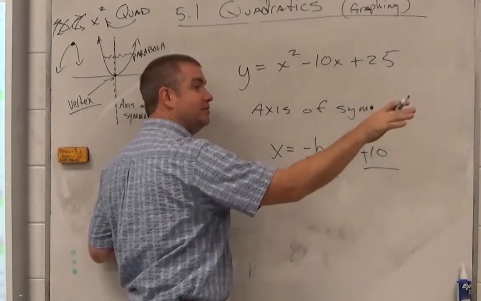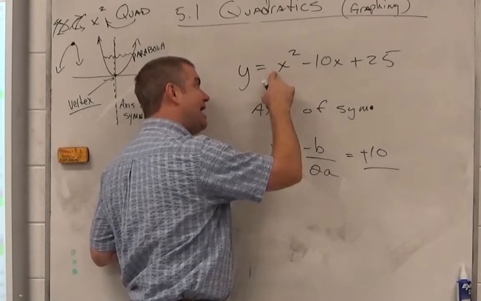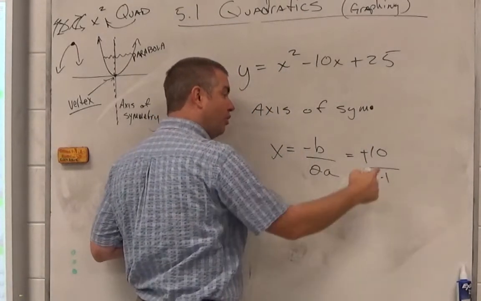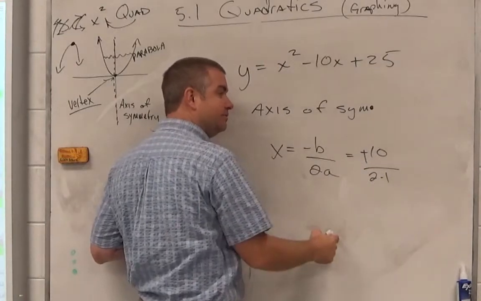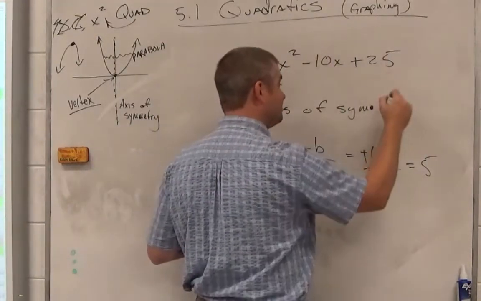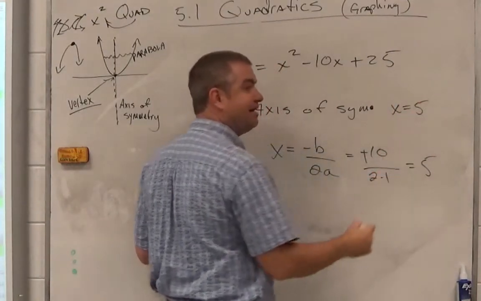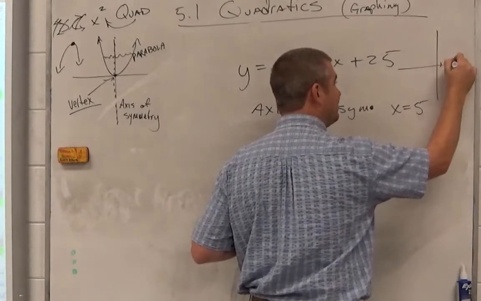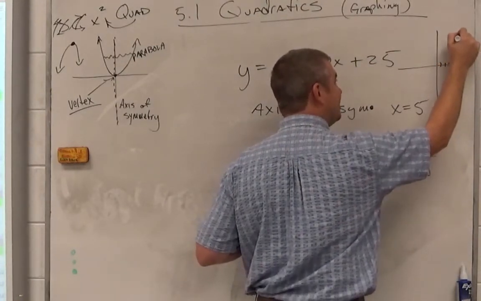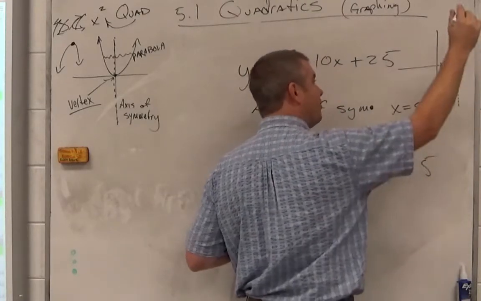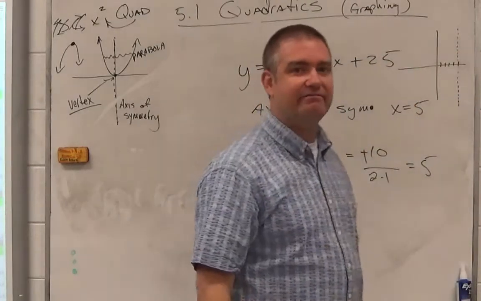That's no problem. Okay? Now, what's a in this problem? 1, so this is going to be 2 times 1. What is 10 divided by 2? 5. So the axis of symmetry of this parabola is x equals 5. That means, here's my graph, 1, 2, 3, 4, 5. There's an imaginary line that is vertical that cuts the parabola exactly in half.